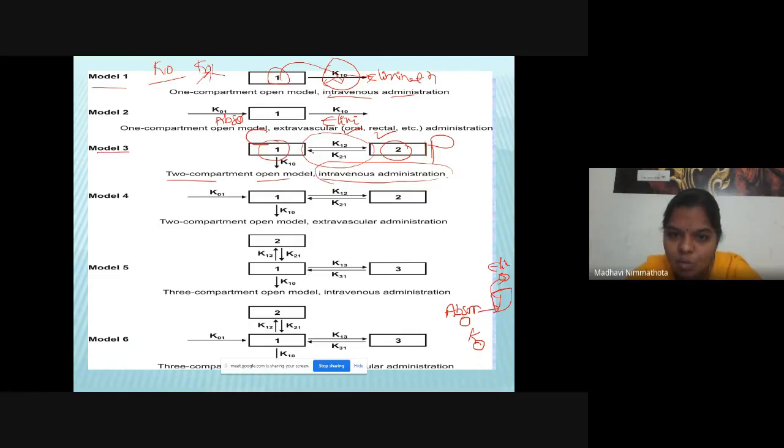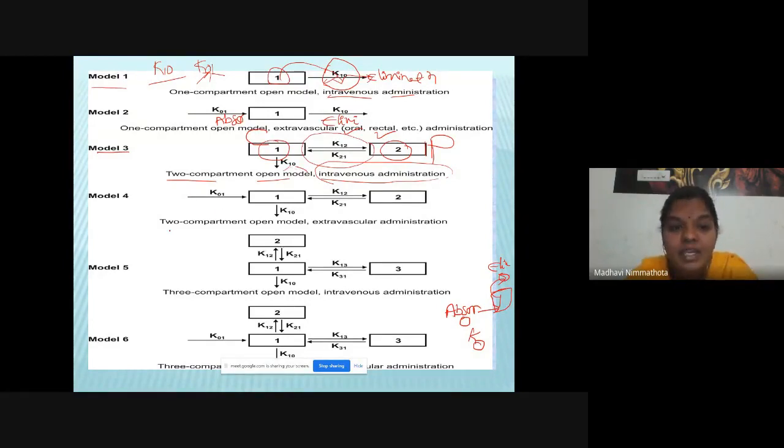See how the arrow mark goes: the drug will be transported from 2 to 1, that's why K21. And what about this K10? In case of intravenous administration, there is no absorption, right? So you have only elimination. That's why 1 is the compartment and 0 is elimination: K10. It is very simple.